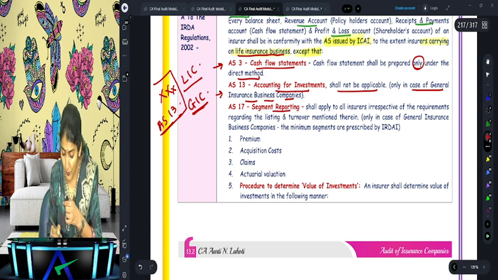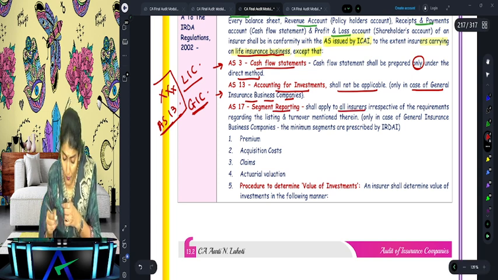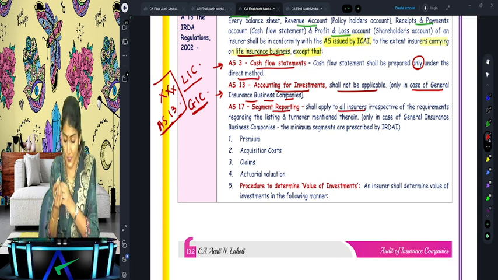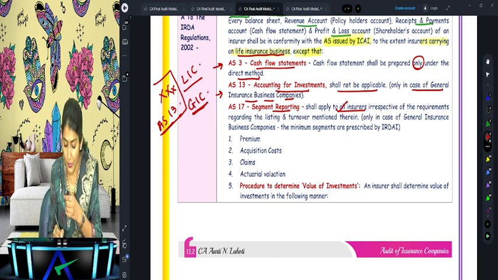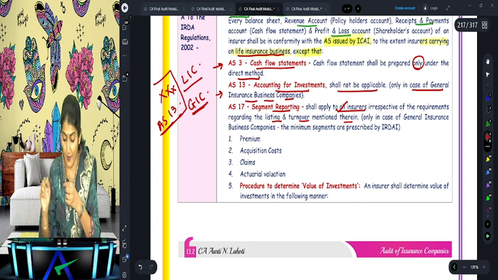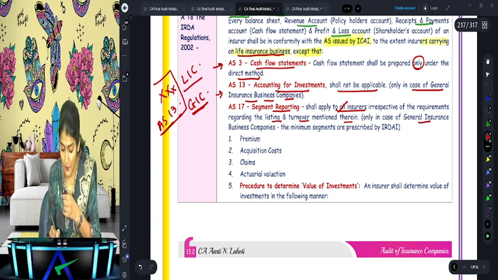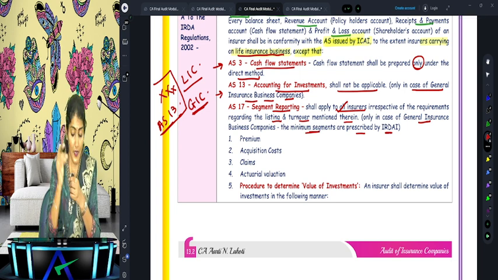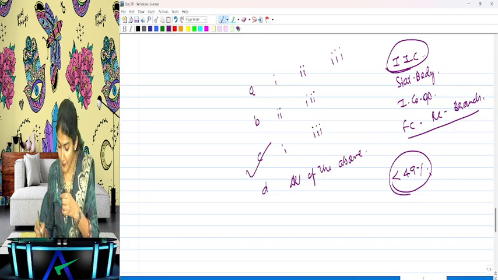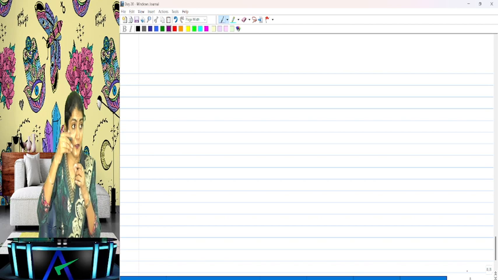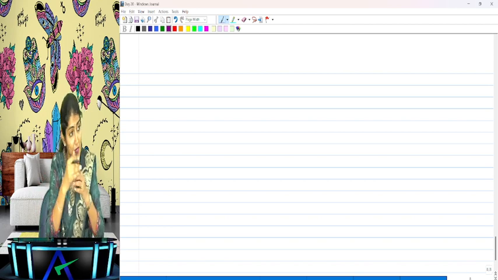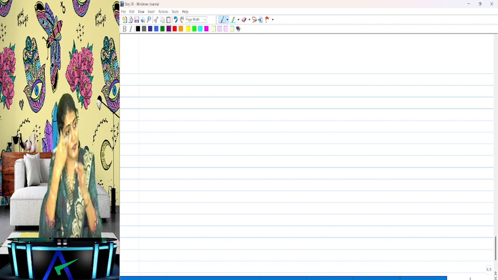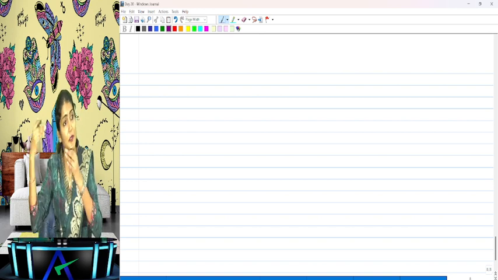And segment reporting, what does it say? It will apply to all insurers, LIC as well as the GIC. It will apply to all insurers, irrespective of the requirement of the listing and turnover mentioned therein. And only in case of general insurance business, the minimum segments have been prescribed by the IRDAI. Generally, when you study the AS 17, there you have the applicability, which companies are required to give the segment reporting. But here the applicability criteria are not applicable. Always, insurance companies, you need to do the segment reporting.